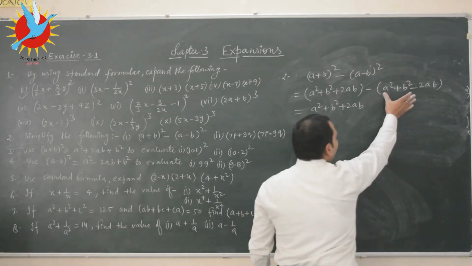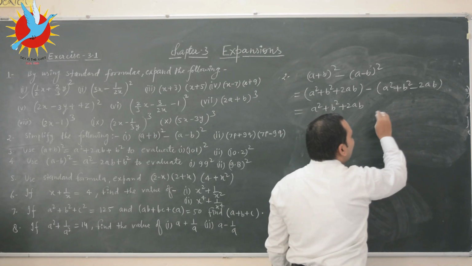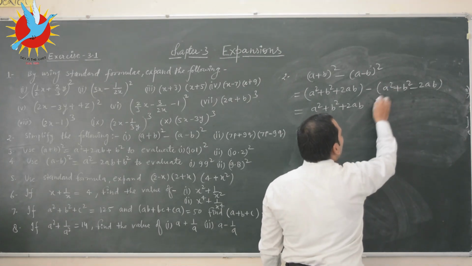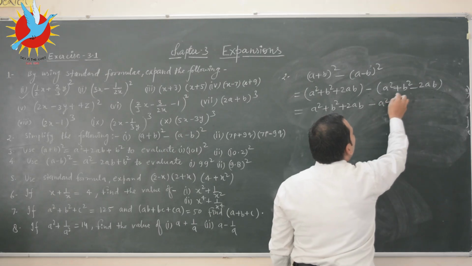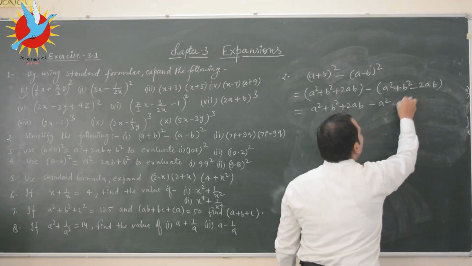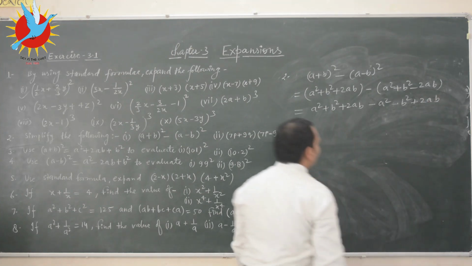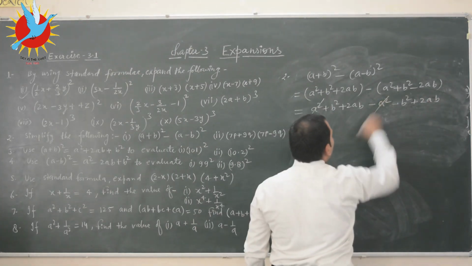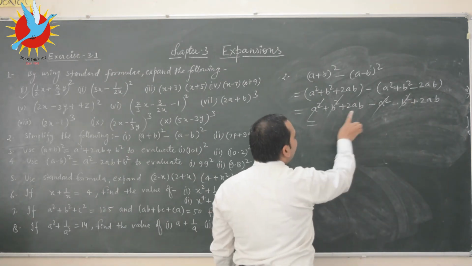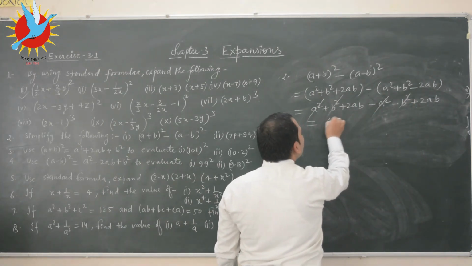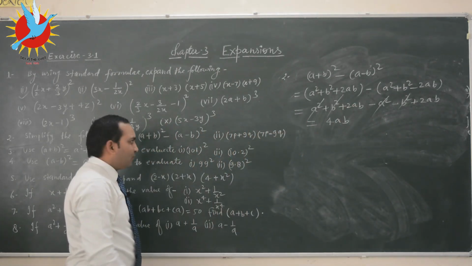Here before the bracket the sign is negative, so when we open the bracket all signs will change. Plus a square will be minus, plus into minus is minus a square, plus into minus is minus b square, and this minus will be plus 2ab. So plus a square minus a square, plus b square minus b square cancel, and 2ab plus 2ab is 4ab.